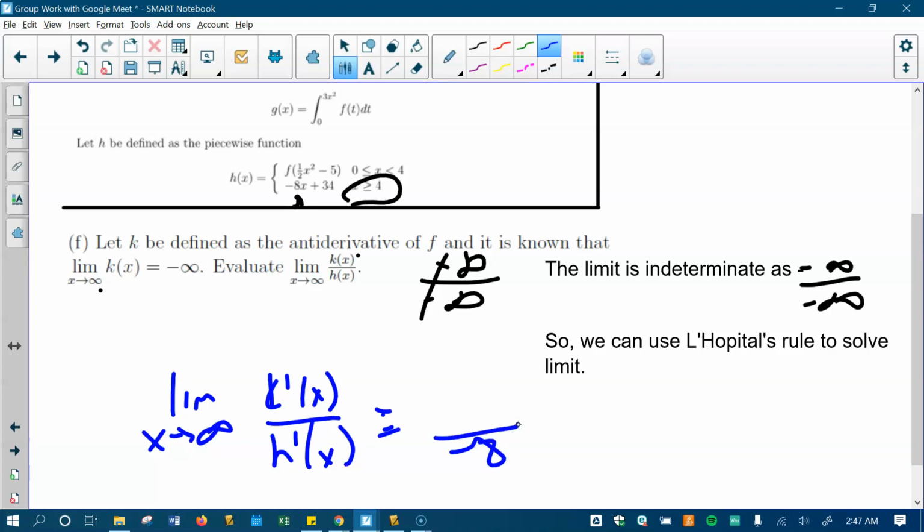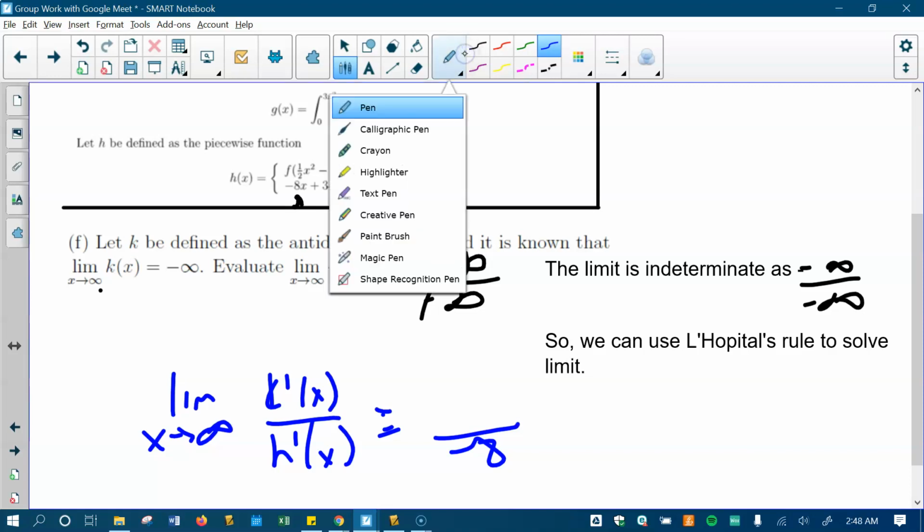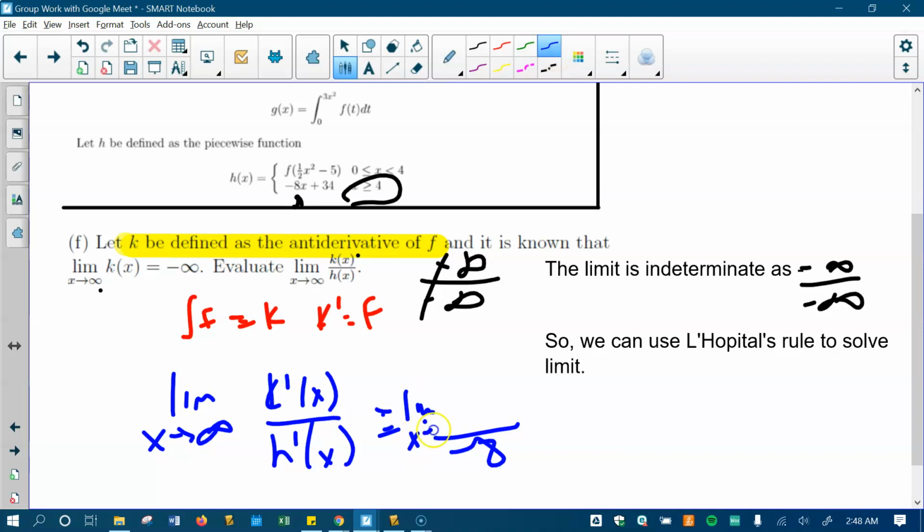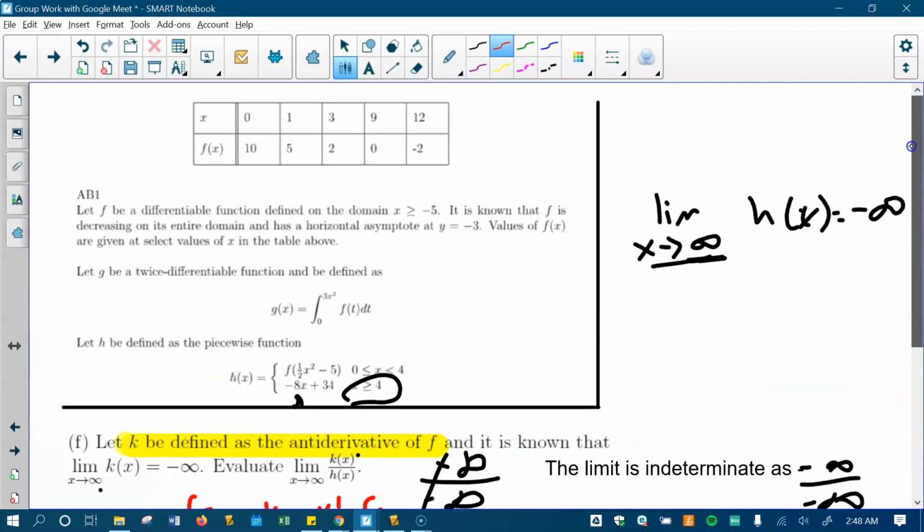K prime, though. K prime, it says here, and this is a tricky sentence here that I didn't really go over at the beginning. It says k is the antiderivative of f. So basically, in case you need some unpacking there, if you were to take the integral of f, that would be k, which means k prime is equal to f. So what I'm saying here is that we would get a limit still, as x approaches infinity, of f on the top over -8. Now f of infinity comes into play here.